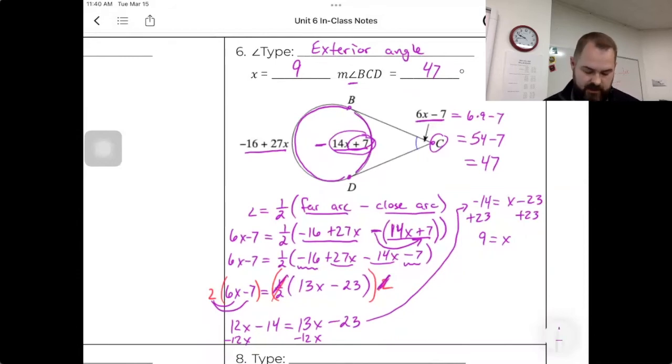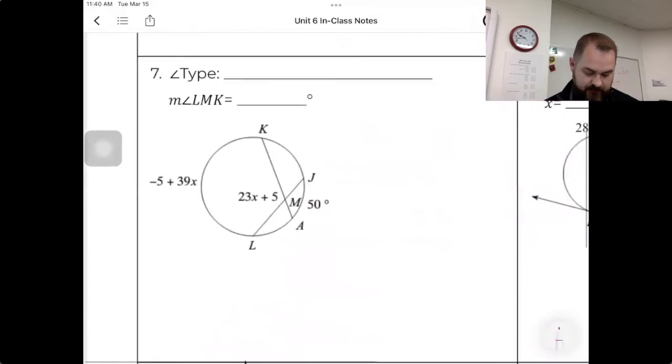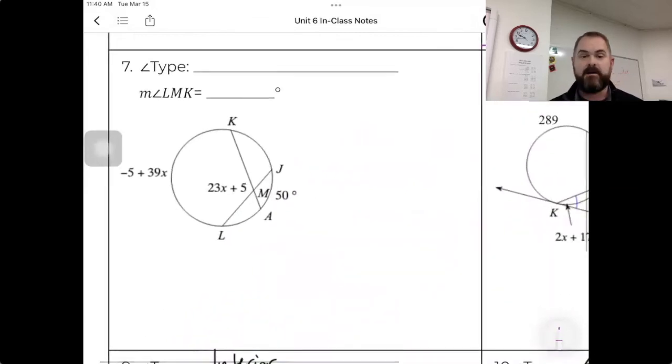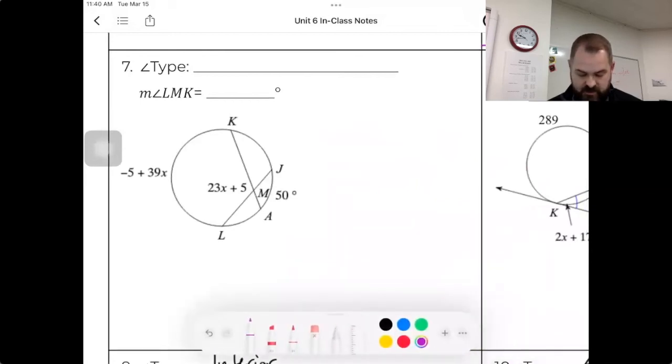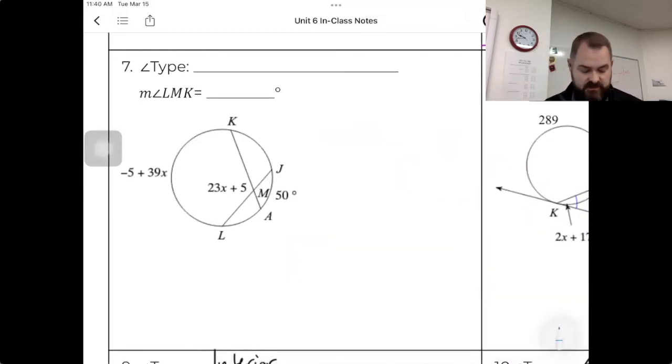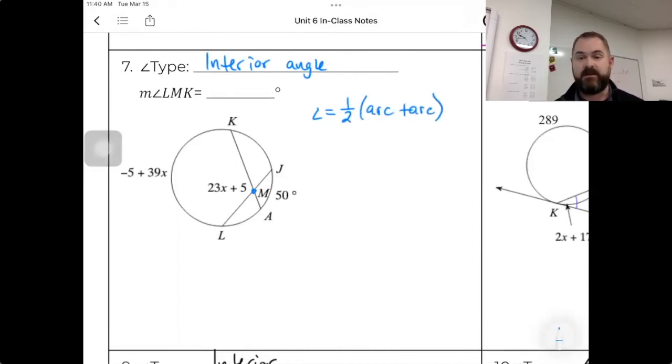Let's go ahead and move on to number 7 though. On number 7, we've got some intersecting lines here, and we've got angles and arcs. We need to determine where the vertex of the angle is. Well, these two lines intersect right here at point M. That point is inside the circle, so this is an interior angle. And the formula or relationship for interior angles is angle equals 1/2 of arc plus arc, where we add the arcs and divide by 2.